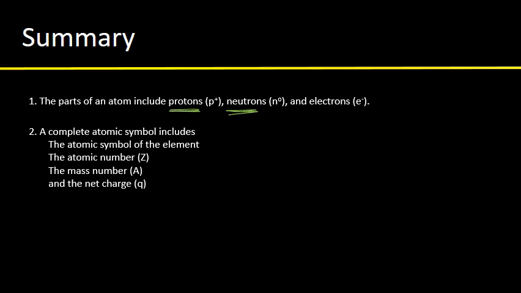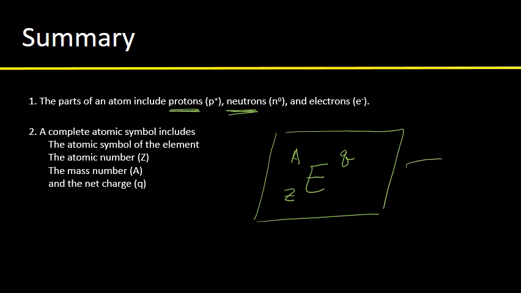Then we looked at these atomic symbols, where we use the atomic symbol in the middle, and we can put the atomic number in the lower left, the mass number in the upper left, and the charge in the upper right. And based on this symbol, you should be able to determine the number of protons, neutrons, and electrons in that atom or ion. All right, terrific.